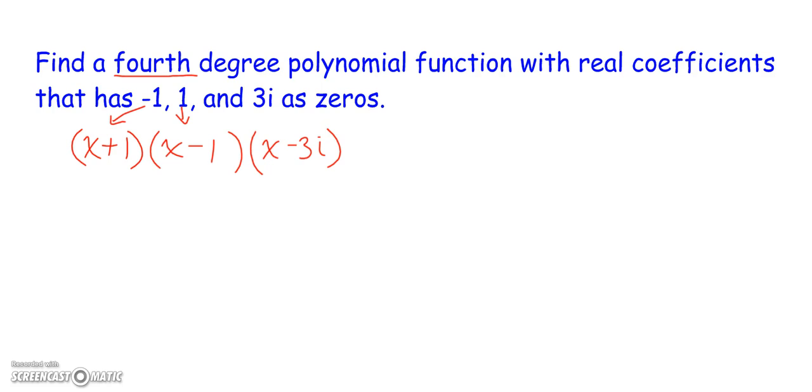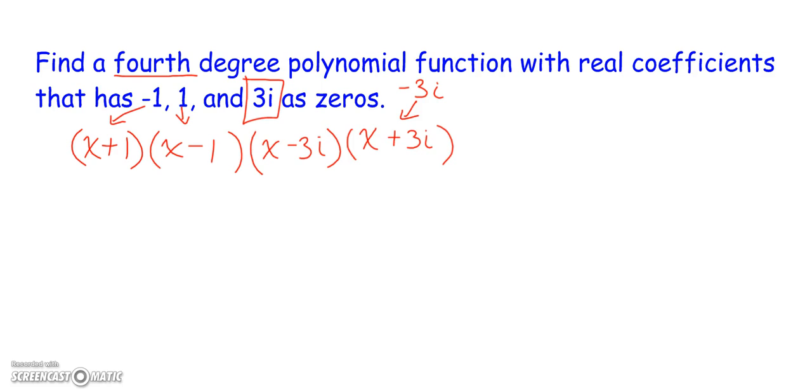Okay, this is weird. I need a 4th degree polynomial. I need one more set of parentheses here, and the rule comes from the very previous slide. If 3i is a 0, what else must be a 0? And I hope you're saying negative 3i must also be a 0. So if negative 3i is a 0, well then what factor does that turn into? That's going to be x plus 3i.